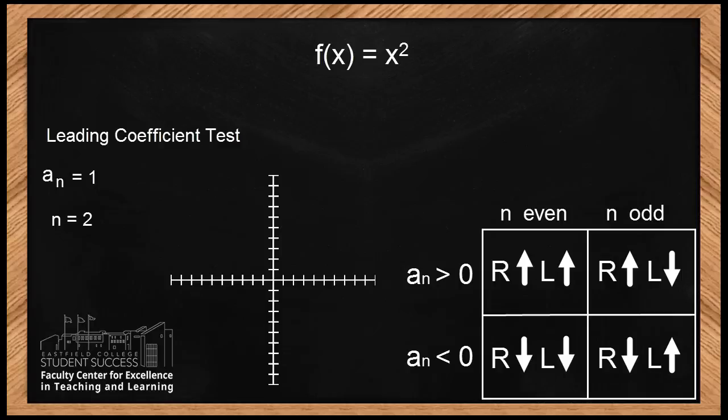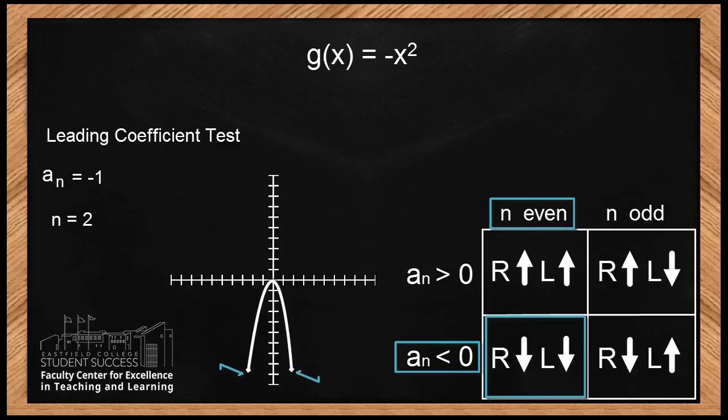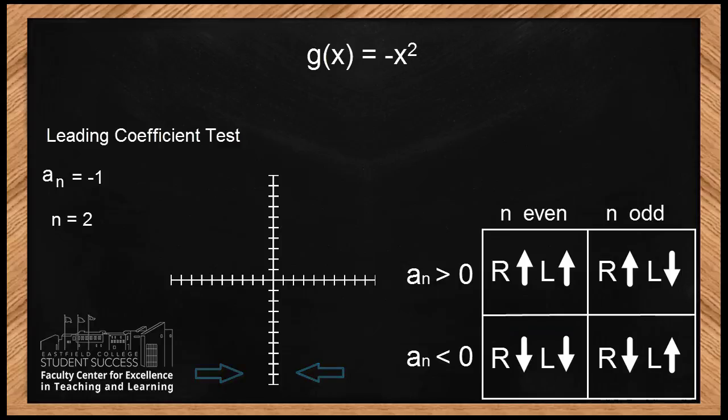But what happens during transformations? What if my leading coefficient happens to be negative? So now let's look at g of x. g of x is negative x squared. Well, isn't that a reflection over the x-axis? In this case, our function g opens down. Isn't that what we know about quadratic functions? Well, look at this leading coefficient test. Now, our leading coefficient is negative, but the highest exponent is still even. So now we are in this cell in the box. Look what happens to the function. Both ends point down.